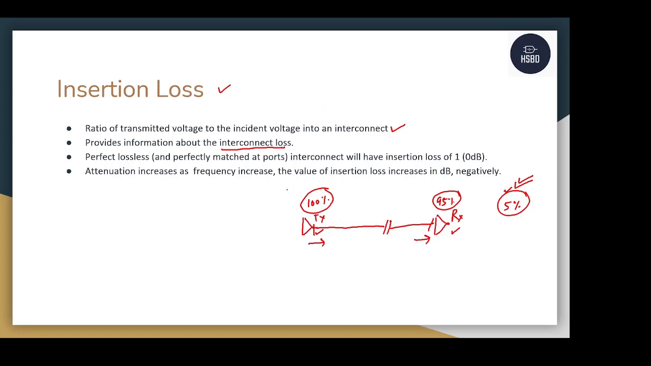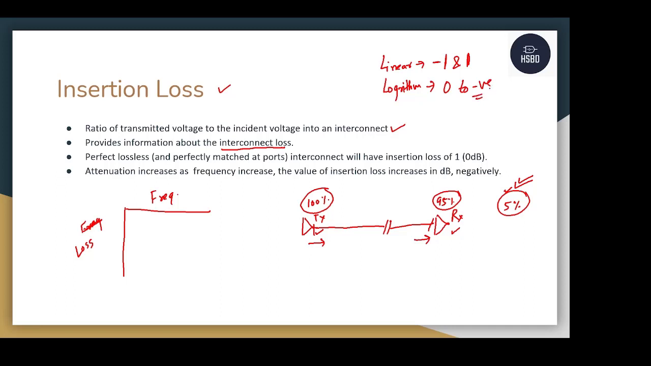So how do we see the transmission line loss, or how do we see this insertion loss? The insertion loss plot looks like this. It's basically the loss versus frequency graph. Whenever you are taking a linear graph, the value of the losses lies between -1 and 1, and whenever you put these losses under logarithmic, the value is 0 to negative. Negative can be any value.